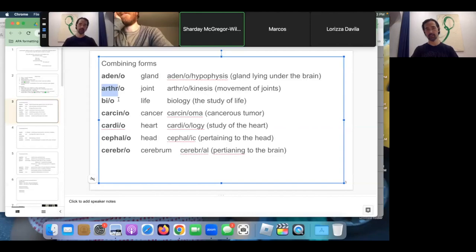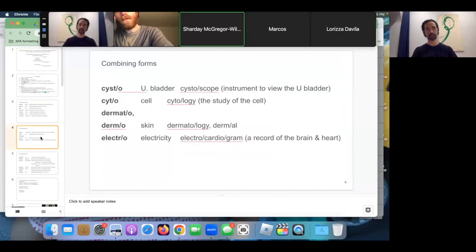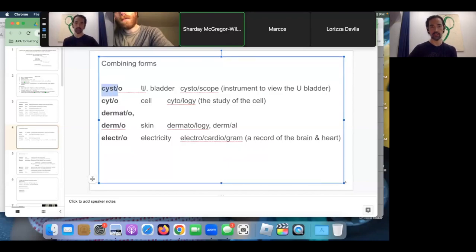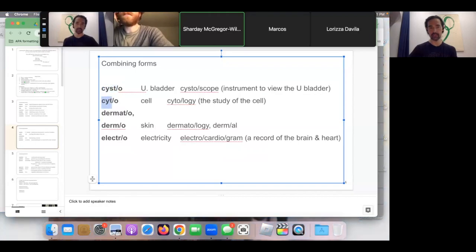And bio is the combining form of bi, right? Life. Carcino is the combining form of carcin for cancer. Cardio, cephalo, cerebro. Cysto, cyto, basically we're just trying to build our vocabulary here, right? So cysto means bladder or urinary bladder. And then cyte means cell. So cysto refers to urinary bladder, and then cyto refers to a cell.